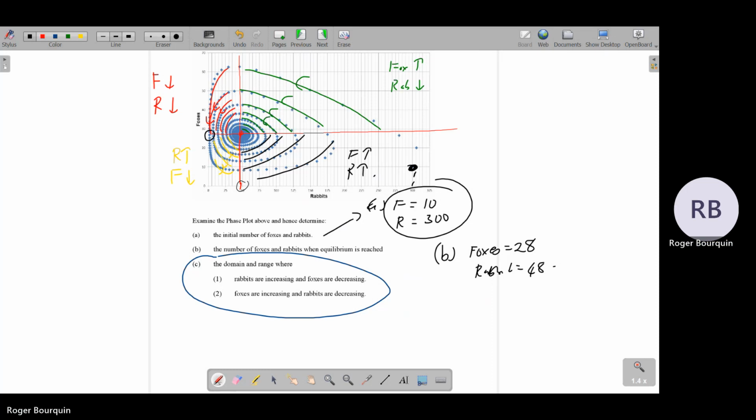You good with that? Right. Everyone happy up to there? And the next question says, the domain and range, rabbits are increasing and foxes are decreasing. So it's that yellow region over there. Okay, so where does that happen between this yellow region? What are the X values? Where this yellow region happens.